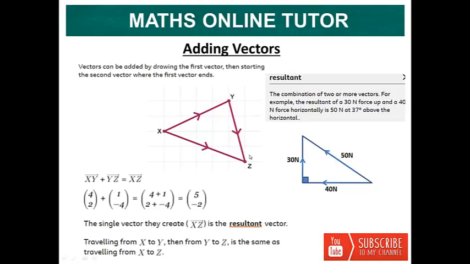Then we can use the column vectors in order to find the resultant as well. So if the xy vector is 4 and 2 and the yz vector is 1 and minus 4, simply the resultant column vector will be adding the x translations together in both vectors and adding the y translations in both vectors together. So I add 4 to 1 and 2 to minus 4, which is equal to 5 and minus 2. So the resultant column vector is 5 and minus 2.